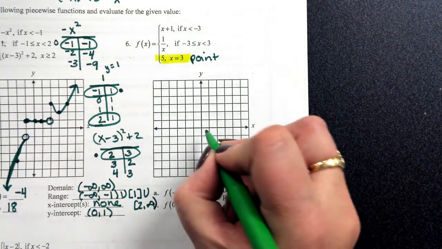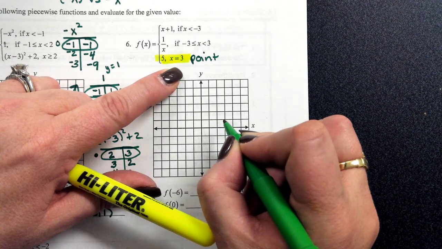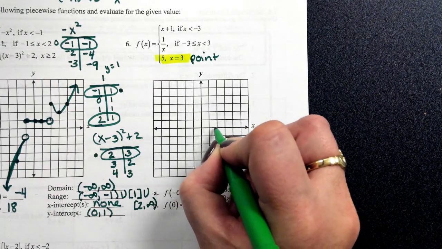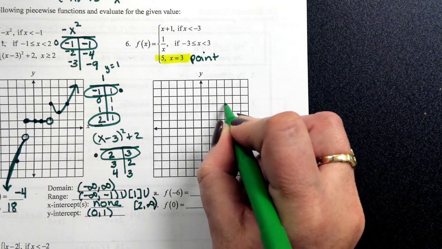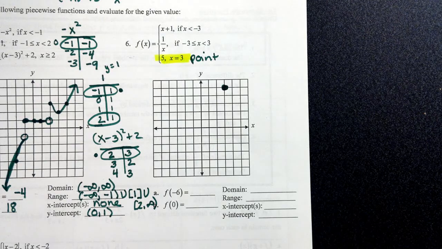So I know I'm going to have the point (3, 5). And again, it's going to be closed because it's equal to 3. So at (3, 5), 1, 2, 3, 1, 2, 3, 4, 5. So you don't need to worry about building a table, you just plot that point. But that's what a point is going to look like in a piecewise function. So any questions on that?